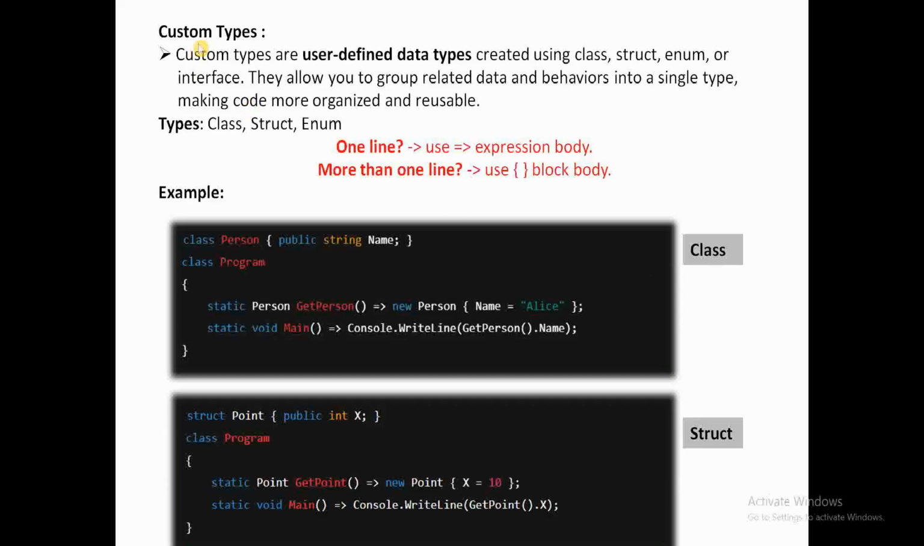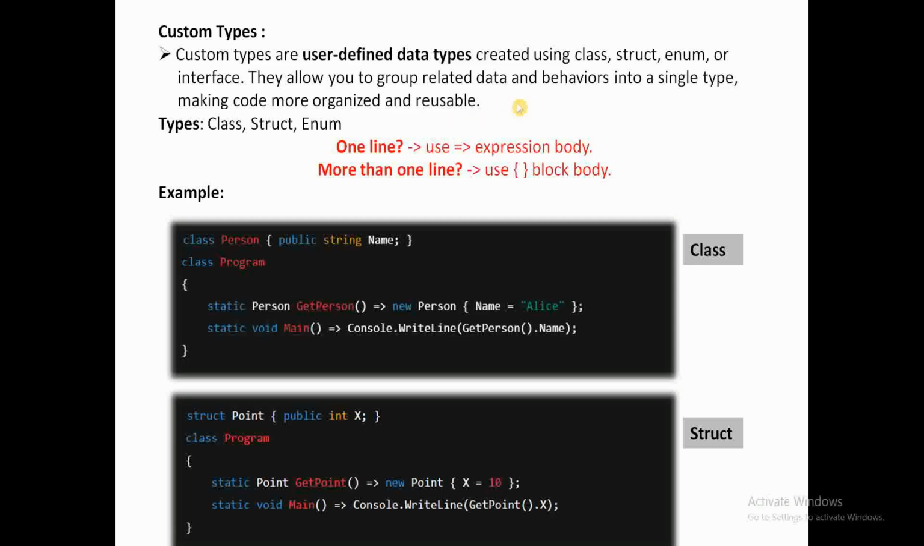Next we have custom types. So what are custom types? Custom types are user defined data types created using class, struct, enum or interface. Interface, class, objects, struct, enums, we will study them in later videos. They allow you to group related data and behaviors into a single type, making code more organized and reusable.